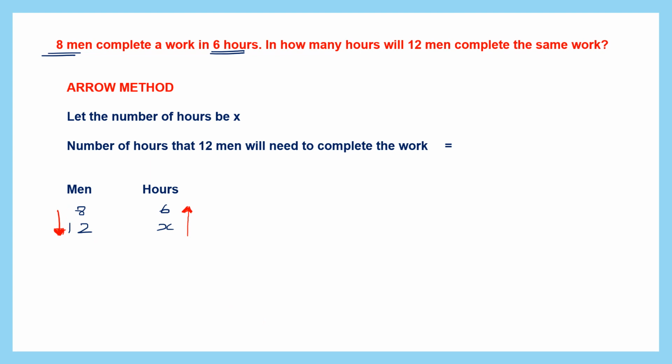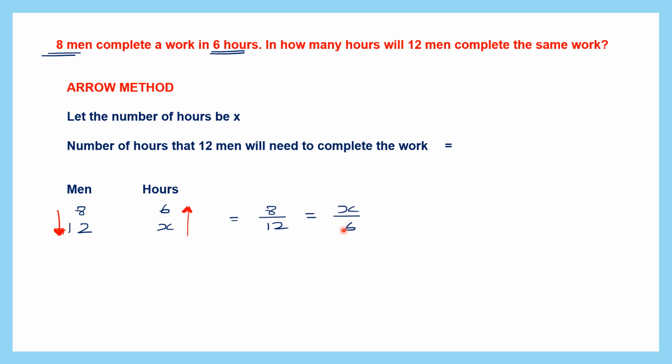So this will be 8 by 12. So I can write 8 by 12 is equal to, now here the arrow mark starts from here, that means x is here. So on top we have x. So this will be x by 6.